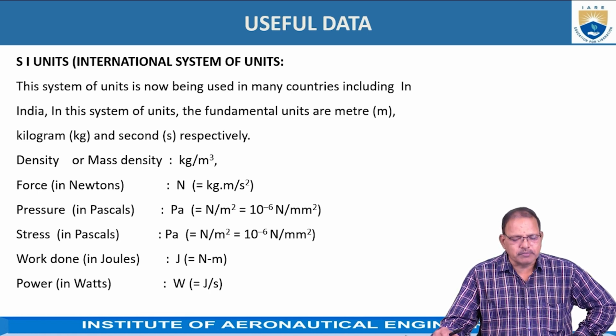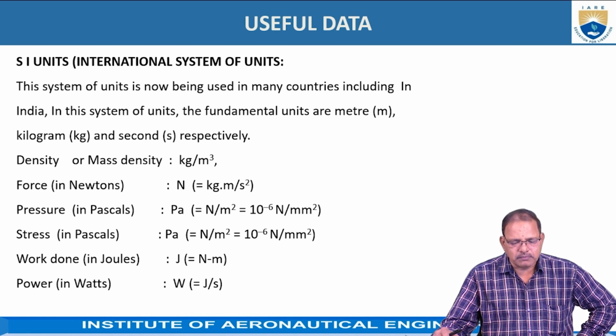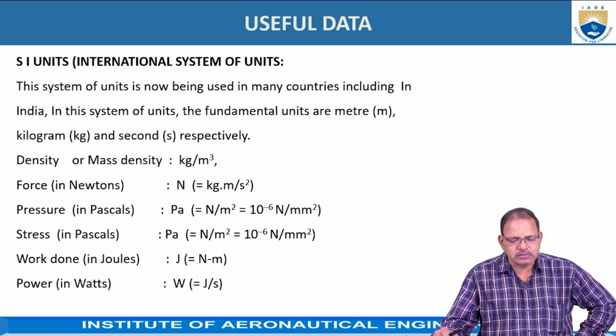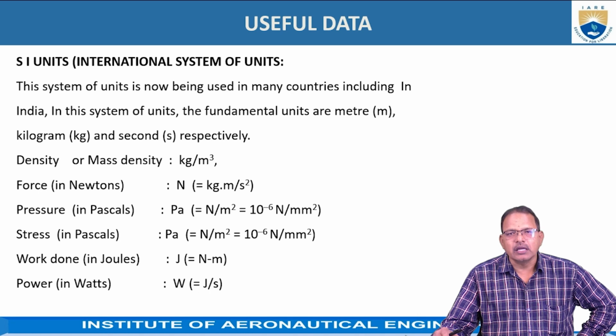The density, or the mass density, is expressed in terms of kg per meter cube, that is, mass per volume. The force is the product of mass and acceleration. It is expressed in newtons, represented as capital N.